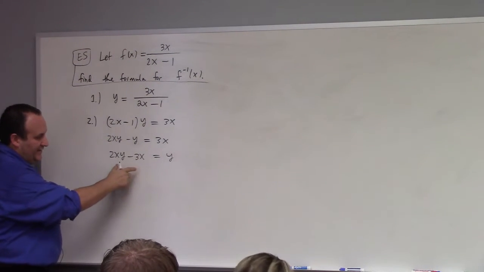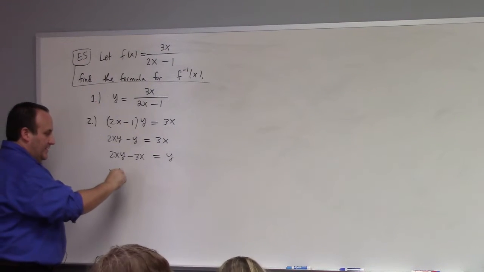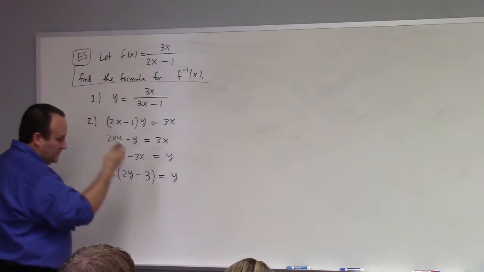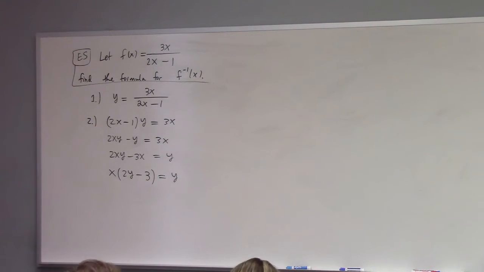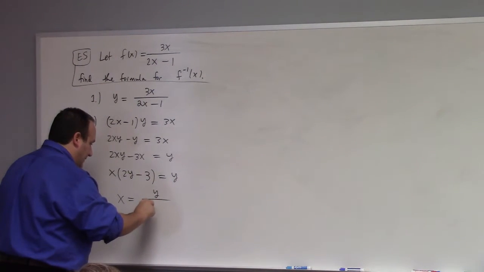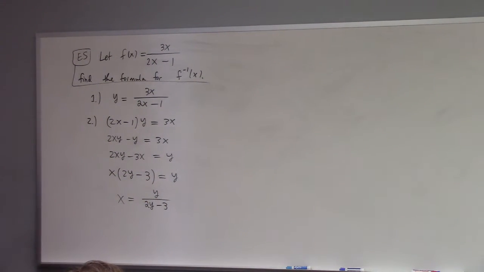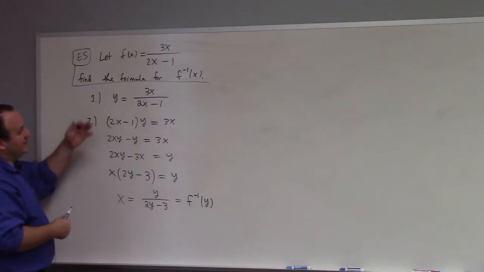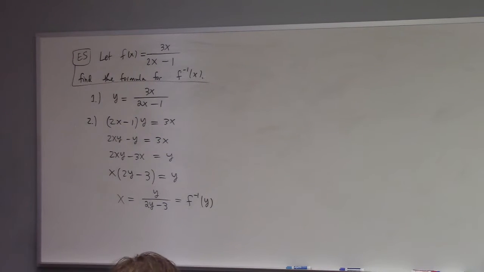So now that we have x all on one side, we factor x out, and we get 2y minus 3 equal to y. Like that. Now we solve for x. So divide by 2y minus 3, we get x equals y over 2y minus 3. And that's your x value. And that right there is your f inverse of y. If you want to write the formula in terms of y, there it is. But what did I ask for? I asked for the formula in terms of x, so we've got one more step.